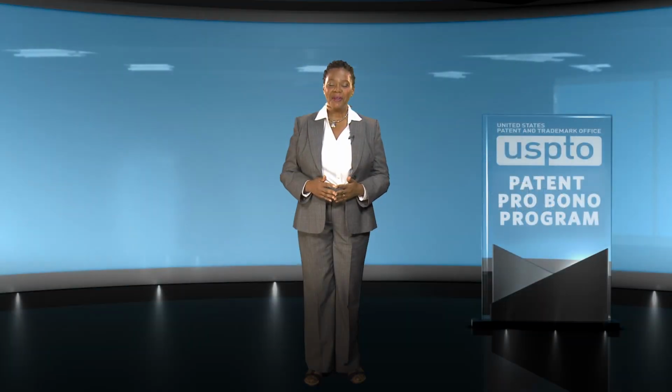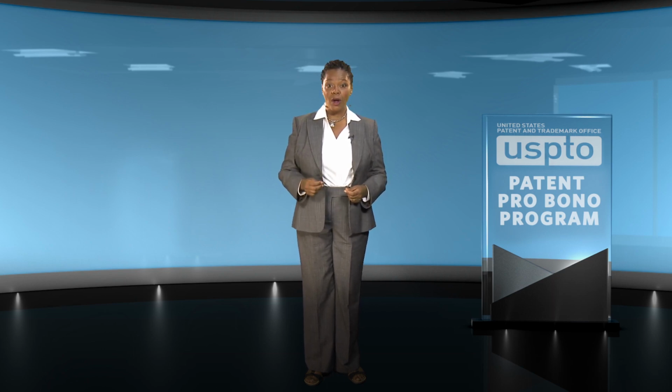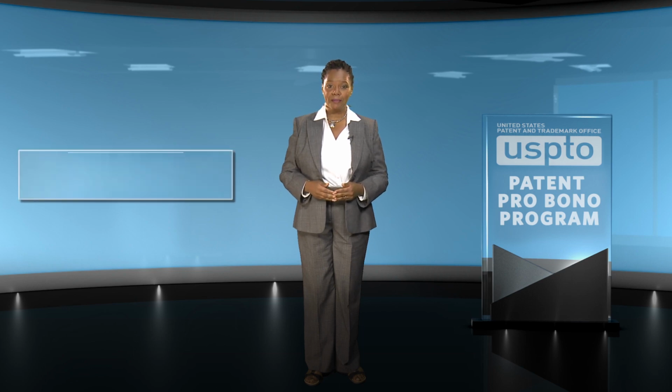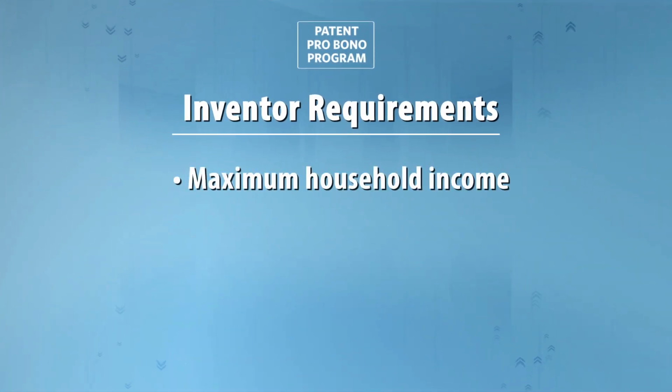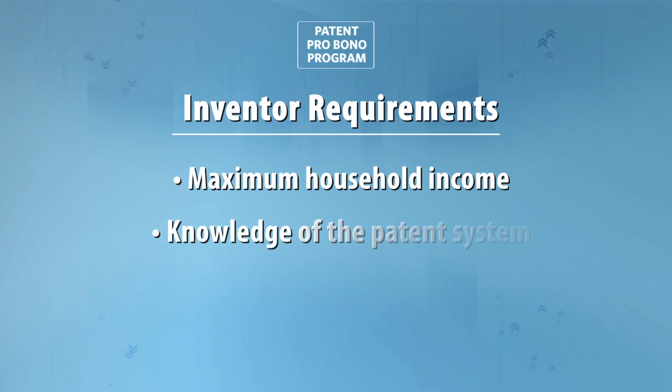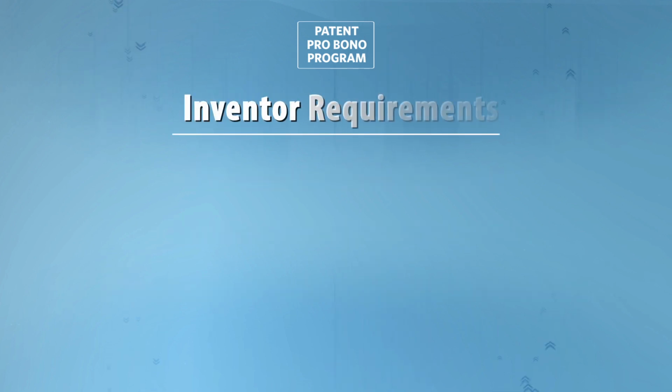In this chapter, we'll discuss how an inventor qualifies for the program. An inventor must meet 3 requirements to be accepted in the program. These requirements are maximum household income, knowledge of the patent system, and possession of an invention, not just an idea. We will discuss each requirement in greater detail and how to meet them.